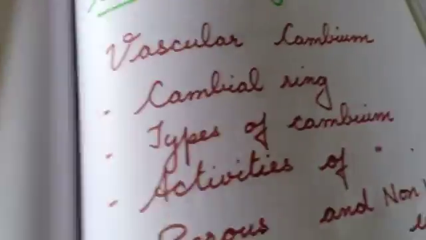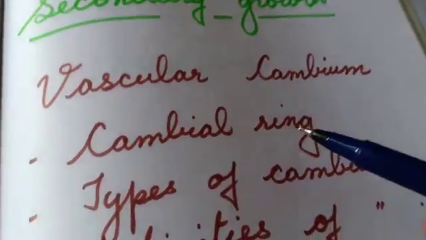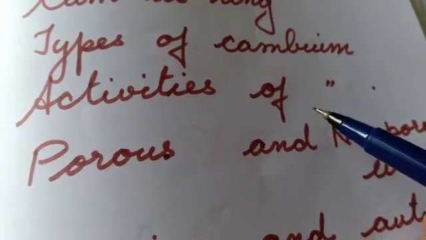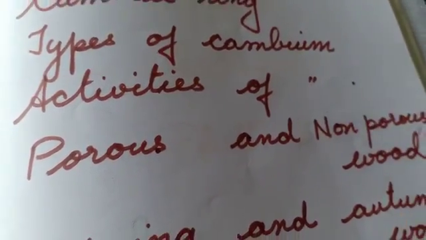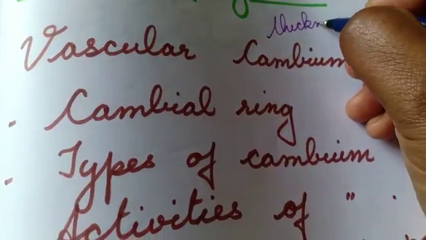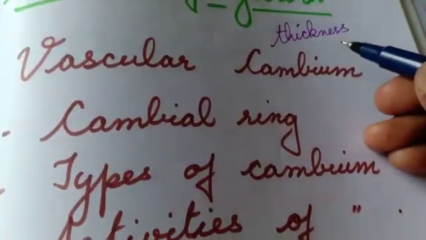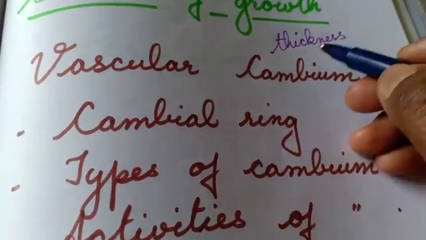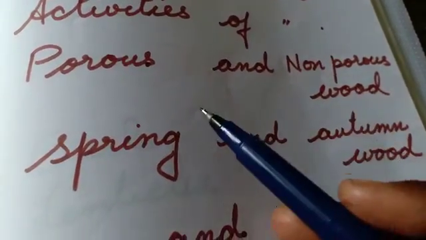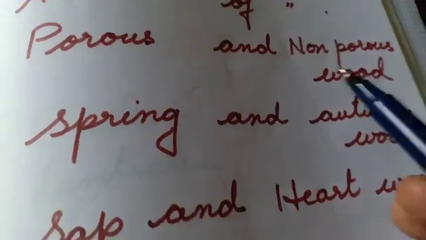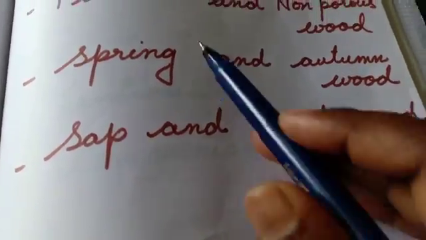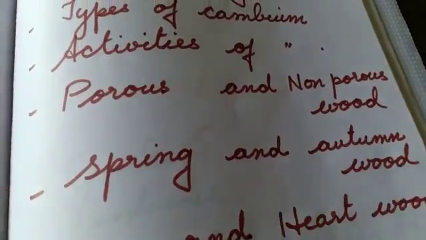Is it clear, children? So with that we are going to discuss the cambial ring, types of cambium, and activities of cambium. Because of the cambium, what is the main thing? Thickness of the stem. So the thickness of the stem is increased. When the girth of the stem increases, we find many types of wood called porous and non-porous wood, spring and autumn wood, sap and heartwood. So you will be learning the difference between all these things.